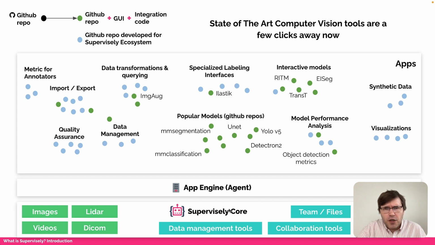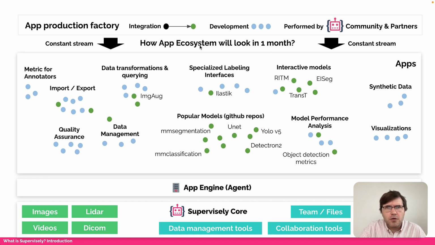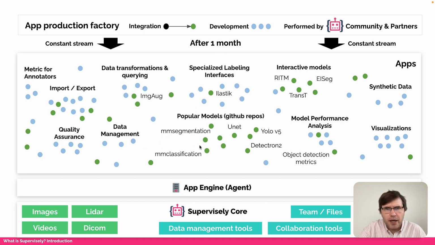So Supervisely core is software, App Engine is software, apps is software. On top of that, there is a process which we call App Production Factory, which consists in taking popular GitHub repositories and converting them into Supervisely apps, or developing apps specifically for Supervisely ecosystem. And this process, this App Production Factory, this process of these transformations is performed by us, community and partners, which actually ensures quite large stream of new apps, so that apps might grow quite quickly. And we put a lot of efforts to make it easier to create apps in Supervisely.